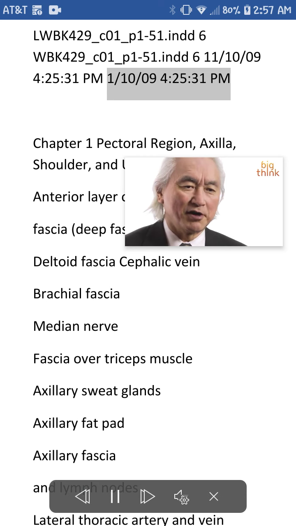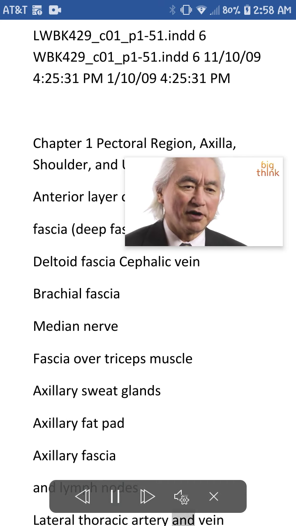Chapter 1, Pectoral Region, Axilla, Shoulder, and Upper Limb. Anterior layer of pectoral fascia, deep fascia. Deltoid fascia, cephalic vein, brachial fascia. Median nerve. Fascia over triceps muscle. Axillary sweat glands. Axillary fat pad. Axillary fascia and lymph nodes.